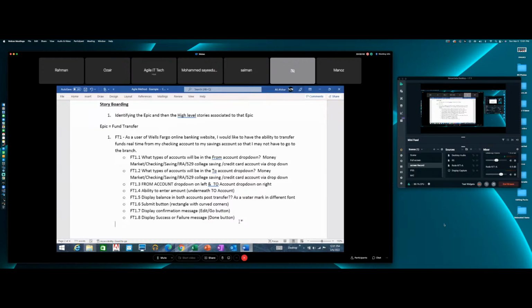Three. Okay, who said 3? Rahman said 3. Manoj? 3. Okay. Who else? I will go for 2. Who's 2? Jose. Jose is 2. Okay, so we got a few 2, few 3. Okay, let's look at it. For the folks that are not saying anything, shame on you.